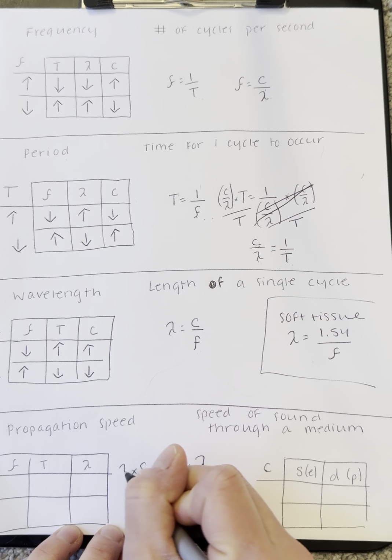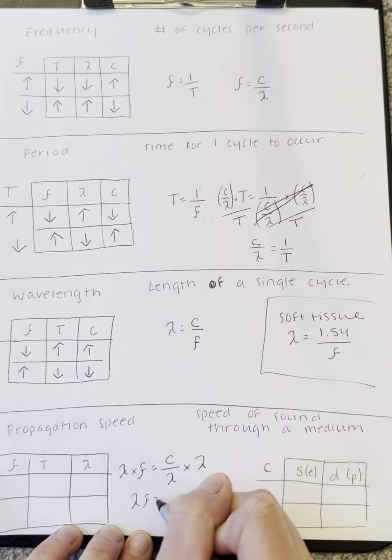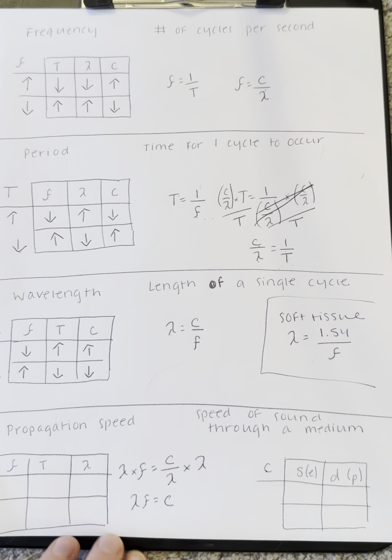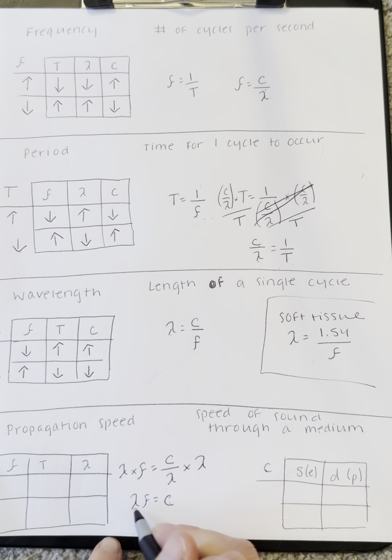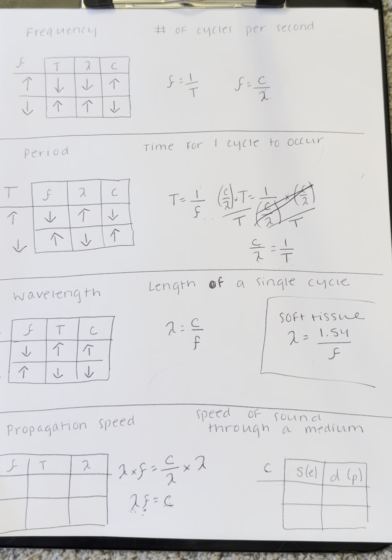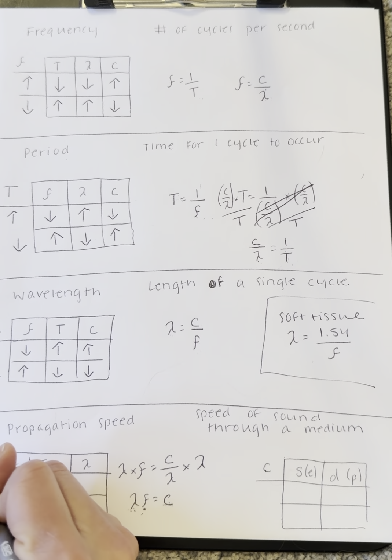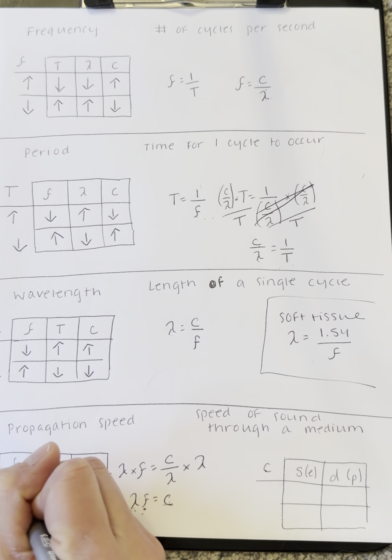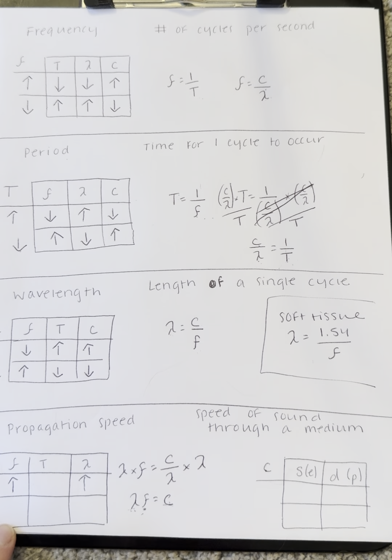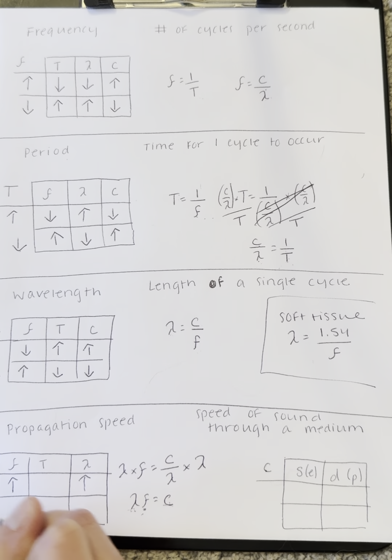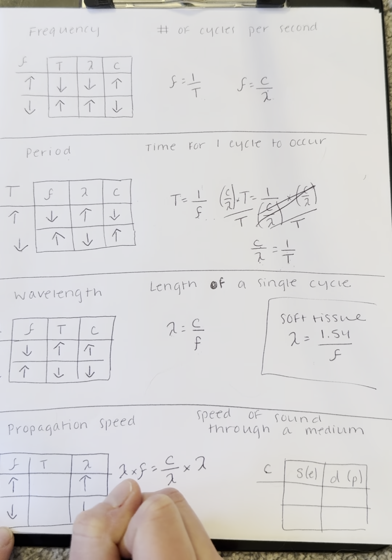Solve for propagation speed. And you wind up with wavelength times frequency equals propagation speed. Propagation speed is directly related to frequency, and directly related to wavelength. Right? No inverse relationship in that formula once you solve for propagation speed. So if propagation speed goes up, frequency goes up, wavelength goes up. Propagation speed goes down, frequency goes down, wavelength goes down.